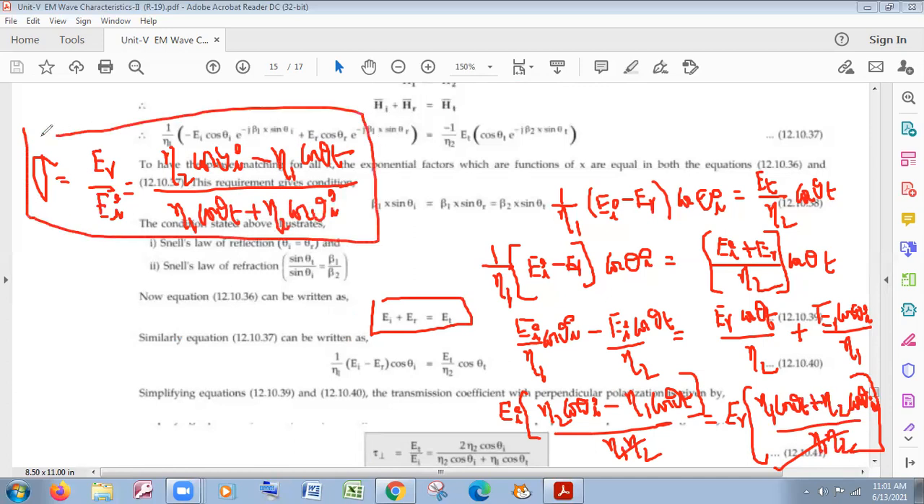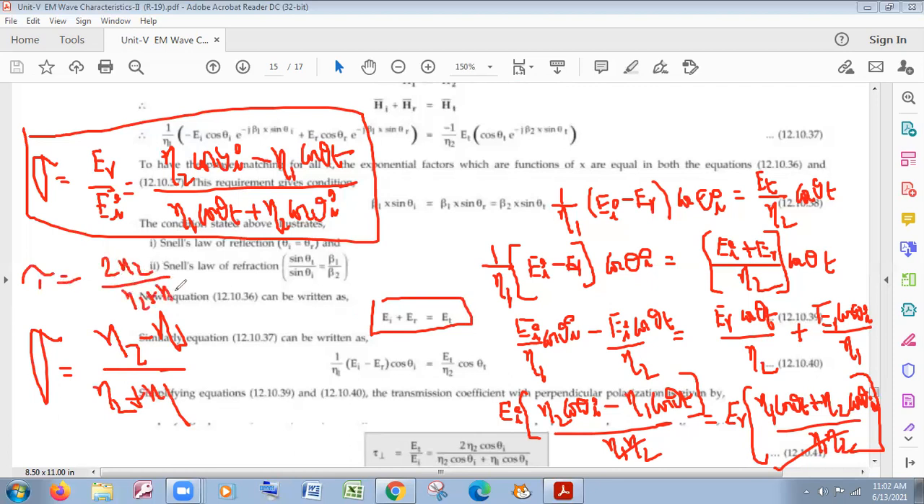Okay, the reflection coefficient. See, in the normal incidence of two dielectrics, the reflection coefficient is eta 2 minus eta 1 by eta 2 plus eta 1. Very much different. The transmission coefficient we also got the same way, 2 eta 2 by eta 2 plus eta 1, without any angles, for normal incidence on two dielectric boundaries. Now, for oblique incidence at two dielectric boundaries, the reflection coefficient and the transmission coefficient have multiplication factors of cos theta t and cos theta I.